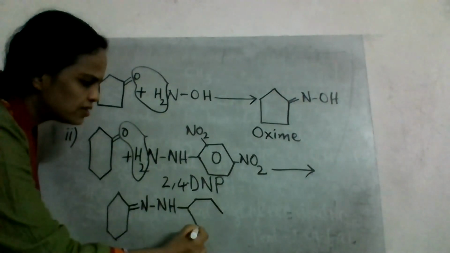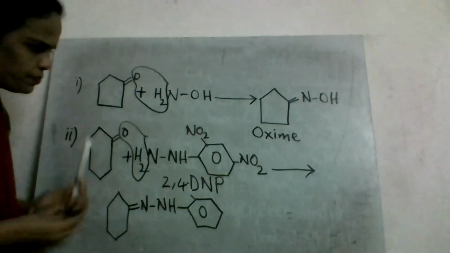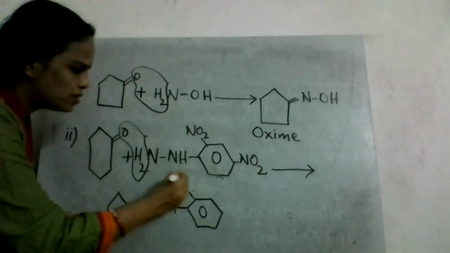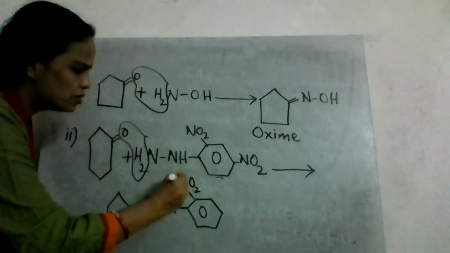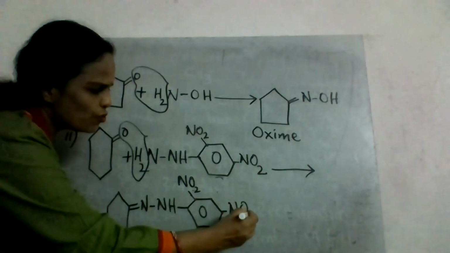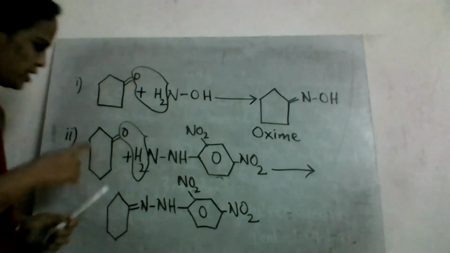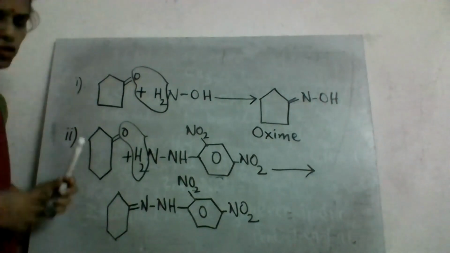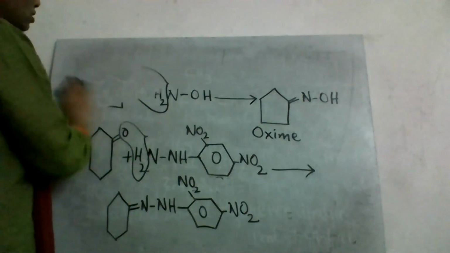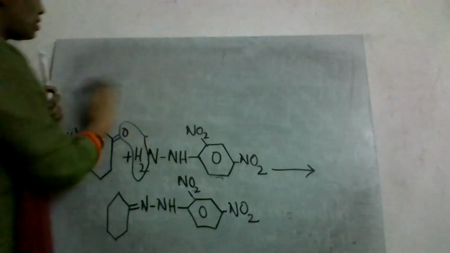C6, this benzene ring you draw, NO2 group you put here, NO2 group, and on the fourth position you add NO2. So 2,4-dinitrophenyl hydrazone is formed during the reaction. This is the second part of the question. The third part of the question is, it's treated with semicarbazide and it results in giving you semicarbazone.